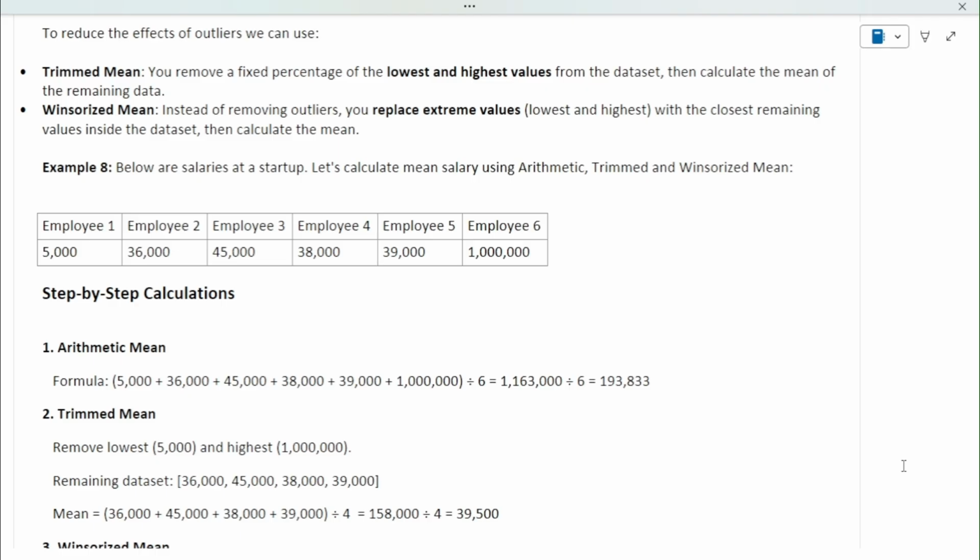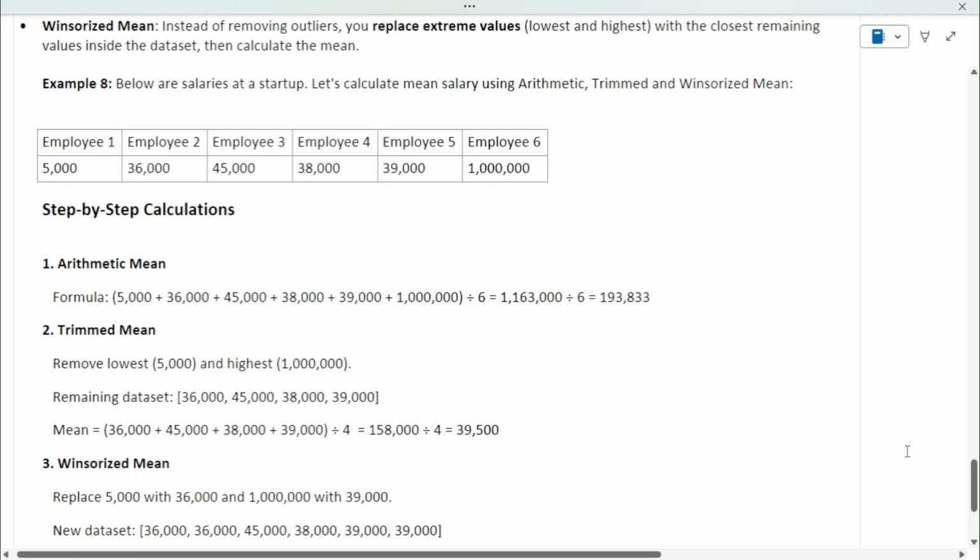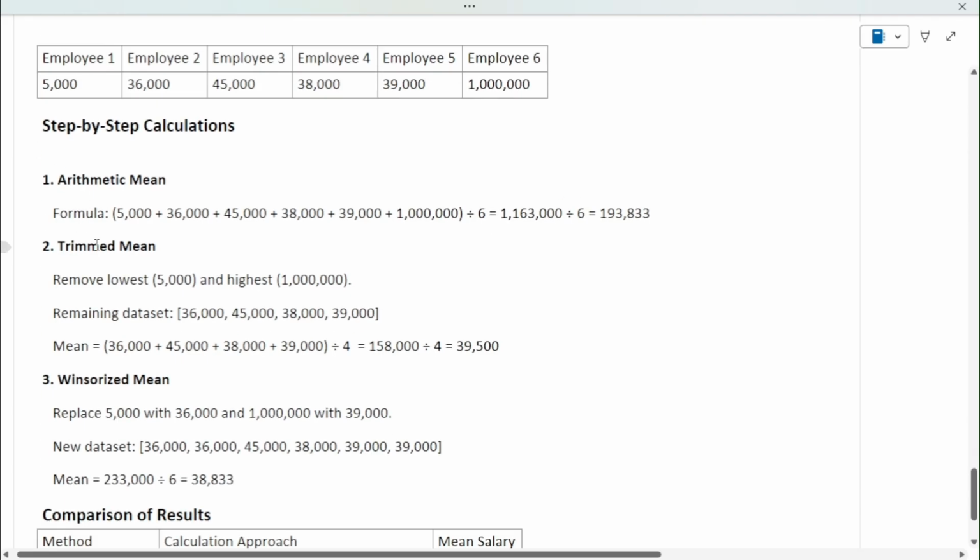Well, we can use trimmed mean and winsorized mean to address this problem. With trimmed mean, we remove the lowest and highest values in the dataset and calculate mean from the remaining data. With Winsorized mean, however, instead of removing the outliers, we are going to replace the lowest and highest values with the closest remaining values inside the dataset and then calculate mean from the new dataset. Let's look at an example to understand it better. Here we have been given 6 employee salaries, and we are going to calculate arithmetic mean, trimmed mean, and winsorized mean to see which one gives us a more clear answer.